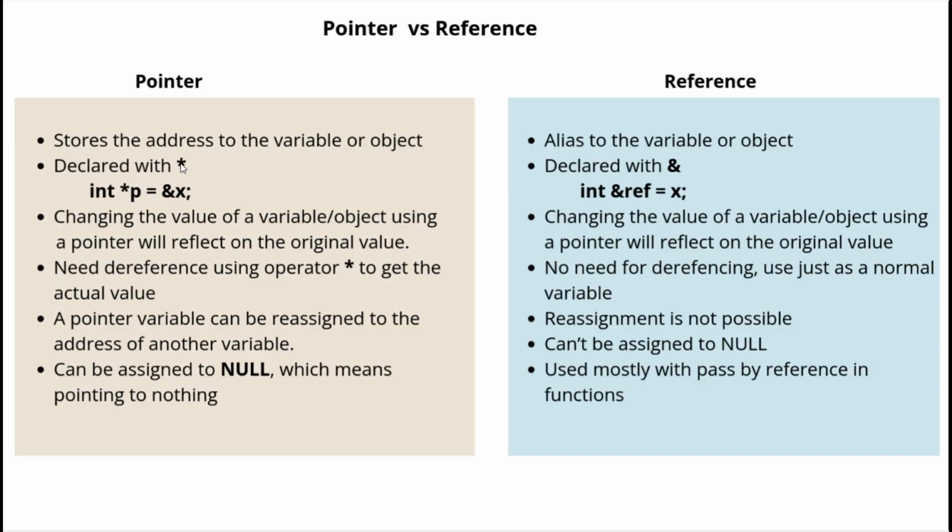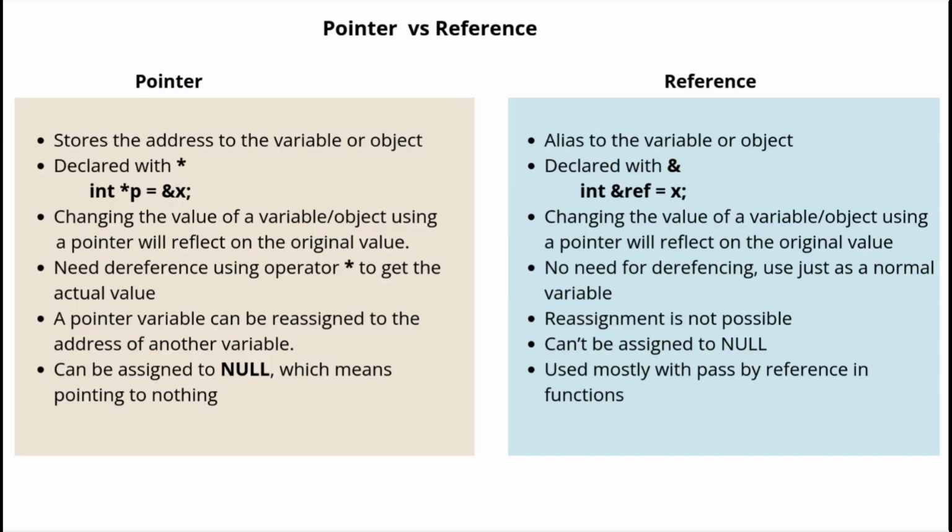A pointer is declared with a star. If you want to declare a pointer variable, you have to use star. If you want to declare a reference, you have to use ampersand. So int *p = &x; here p is a pointer which stores the address of x. Similarly, I can have int &ref = x; it's a reference to x, which means it is an alias for x. Whatever you do on the reference, the same thing will be applied to x. So both are the same, just an alias.